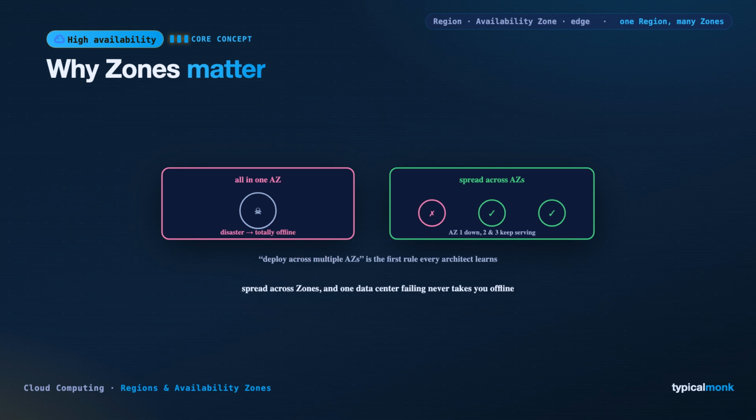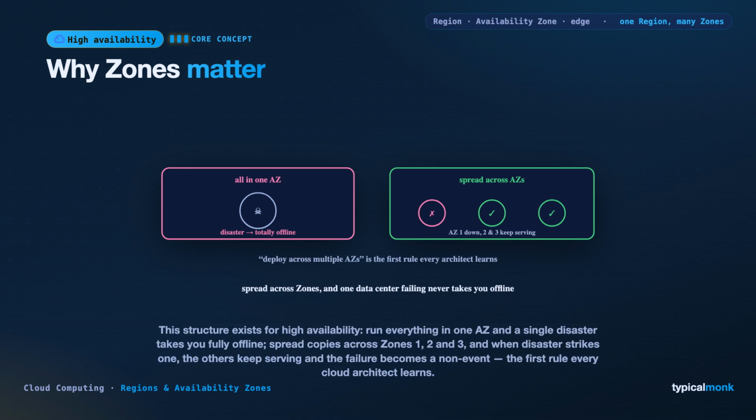This is why deploying across multiple availability zones is the first rule every cloud architect learns. It is how the cloud turns an inevitable hardware failure into something your users never even notice. So the takeaway: spread your application across multiple availability zones, and a single data center failing no longer takes you offline. That is how the cloud survives disasters.